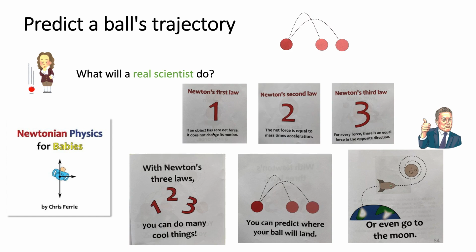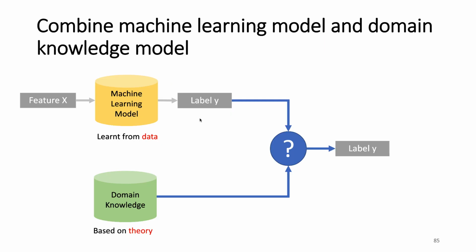So, is there any way for us to combine those two successful models, the physics model and the machine learning model? This becomes a really general question. Here we give this general framework: if we have a machine learning model which takes the feature X as input and predicts the label Y, is there any way for us to use the domain knowledge model to help us improve the label Y to a better solution?